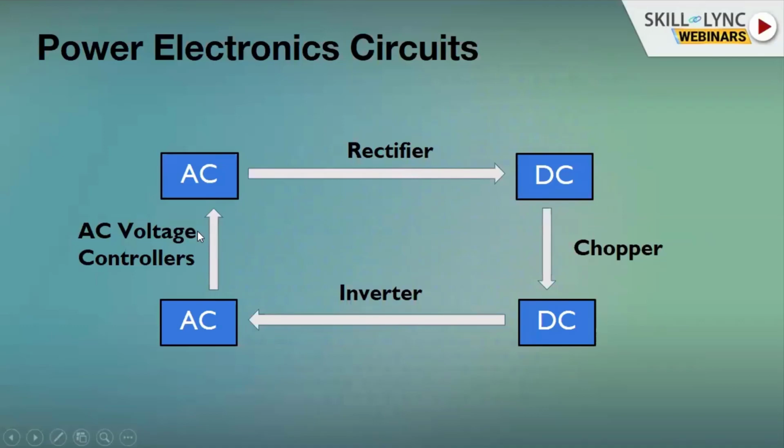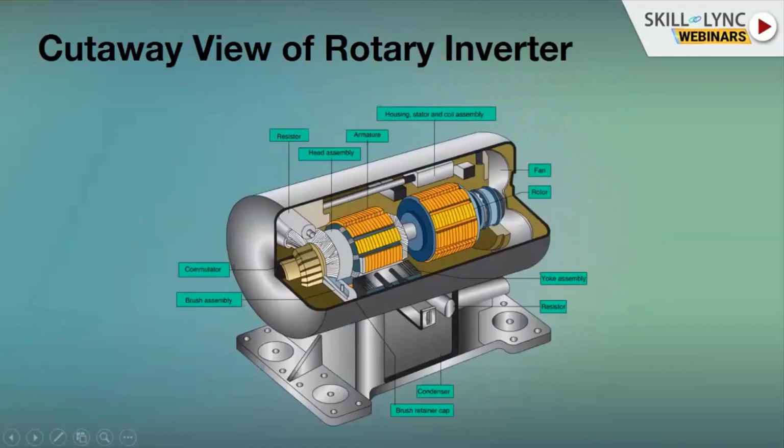So these are the major classifications of power electronic circuits on the whole. But today we would be seeing about inverter in a little bit detailed manner. So the thing, whatever you are seeing over here, the cross-sectional view, the cutaway view, is a rotary inverter which was used in olden days.